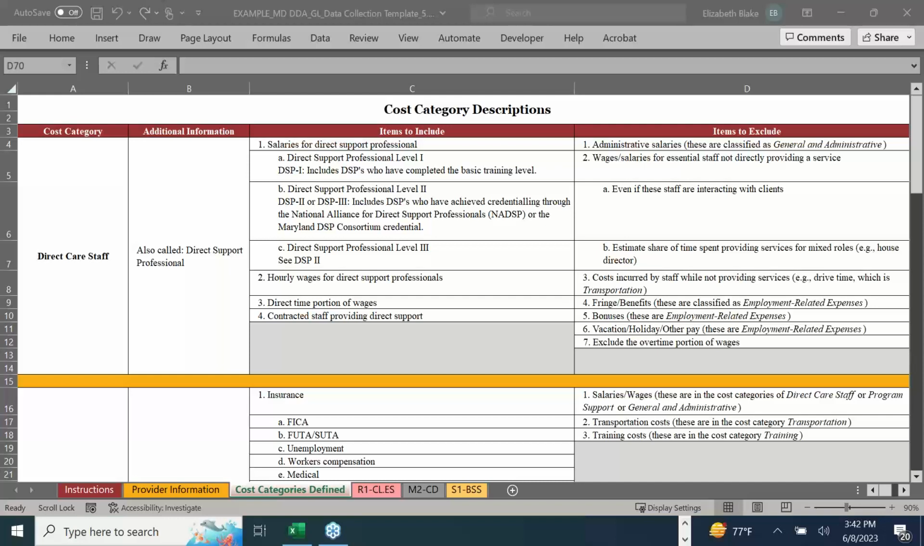Okay, great. What would be your recommendation for the best way to allocate a DSP salary for training time and program services when it could be different for each DSP?